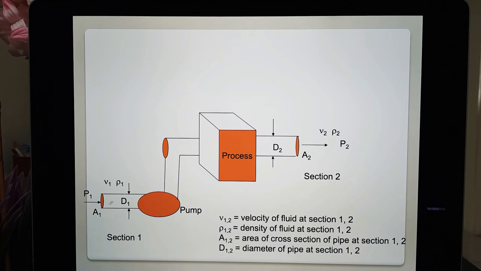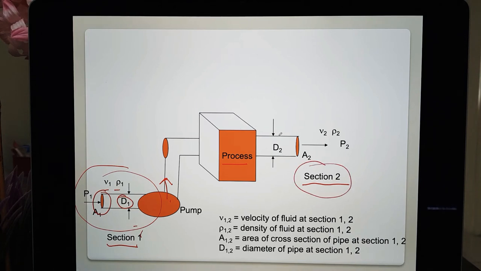Alright, so this schematic diagram shows how the fluid is flowing. This one is section 1 and this particular fluid is going to be moved to section 2. For section 1, we have its own pressure, its own area, the diameter of the pipe, and the velocity as well as the density of the fluid. Then this pump is required to move the fluid to a higher level, followed by the processing of the fluid, and it will exit at section 2, which has its own tubing diameter together with the area, the velocity, density as well as the pressure.